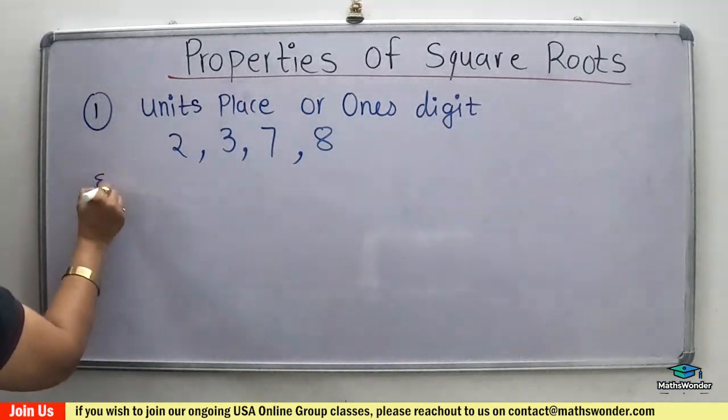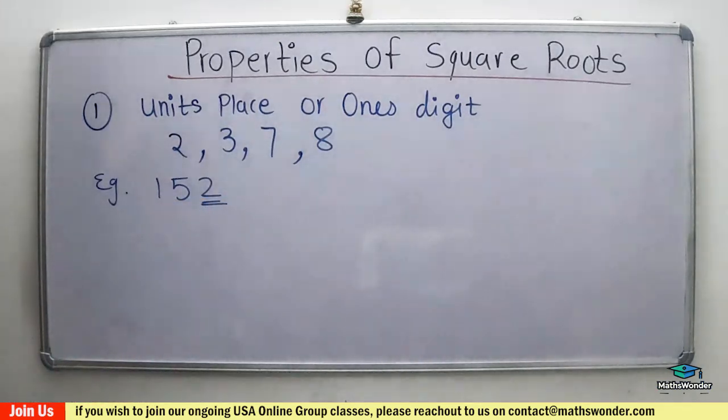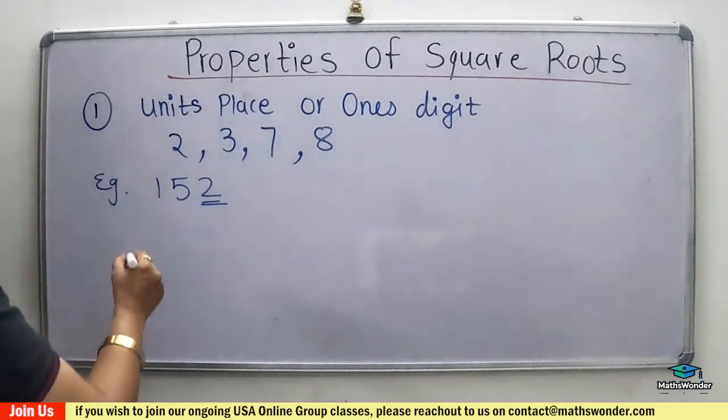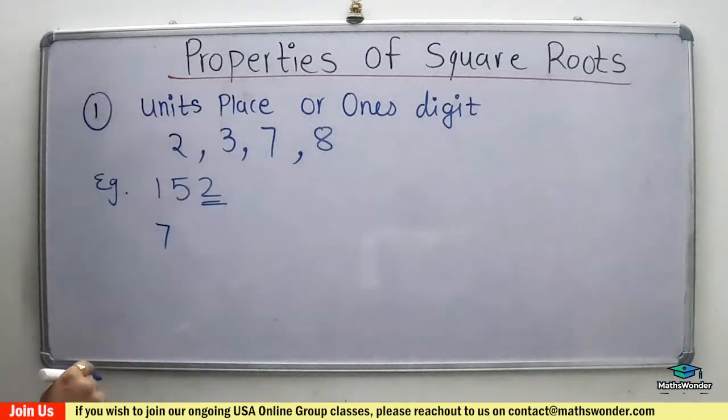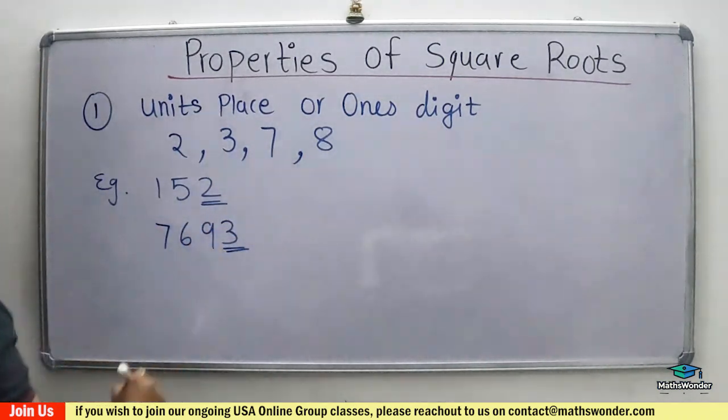For example, 152. 2 is at the ones place. You will never get a perfect square of this 152. Second example is 7693. 3 is at the ones place. That means you will never get a perfect square of this.